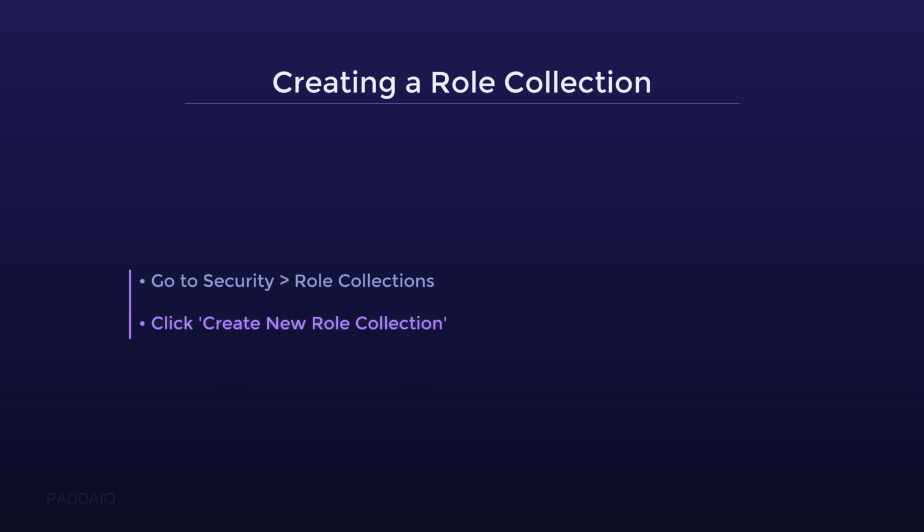Click Create New Role Collection. This means you start by making a new set of permissions in SAP BTP. For instance, if you need a role for finance users to access reports, you would create one named finance_report_viewers. This initial step organizes and assigns access efficiently.